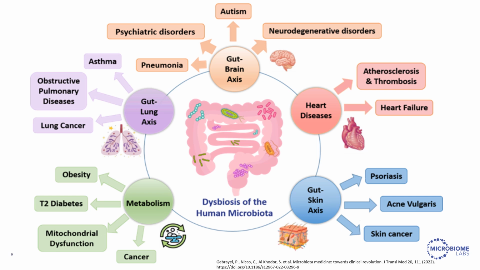cancer. The gut-brain axis has been well studied, and there have been numerous studies showing the connection between gut dysbiosis and psychiatric diseases, autism, and even neurodegenerative diseases like Alzheimer's and Parkinson's. There's also a gut-heart connection, and later on today we'll talk about how gut dysbiosis is connected to atherosclerosis, thrombosis, and even heart failure. And then, of course, gut dysbiosis is connected to the skin as well, particularly as it pertains to psoriasis, acne, and even potentially skin cancer.